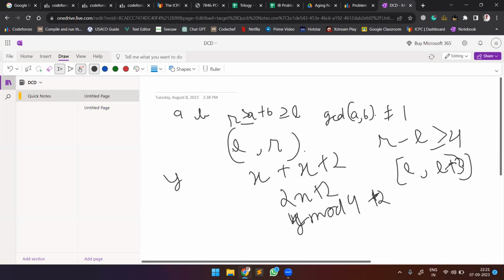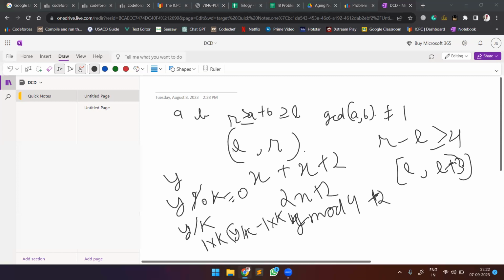Take a particular number y that is divisible by some number k. Let us consider y modulo k is equal to 0. So if y is divisible by k, I take y by k and divide it into a sum of two numbers: let me take one of them as 1 and the other as y by k minus 1. If I take these two numbers and multiply both by k, then these numbers are not coprime, and they sum up to this number y.